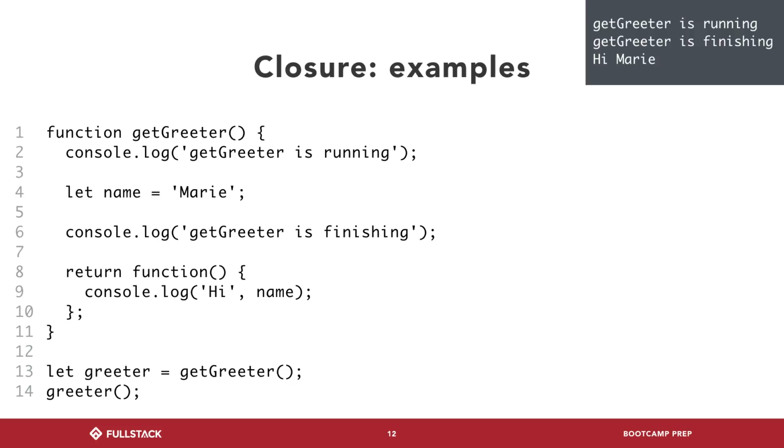scope is based on the point of creation, right? And so because this function was created on line 8, it was like, who do I have access to at this point? Oh, I have access to the getGreeter scope as well as my own scope. And so no matter where this function goes, it will always have access to that getGreeter scope.